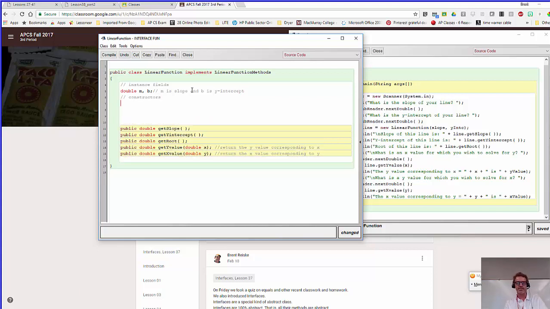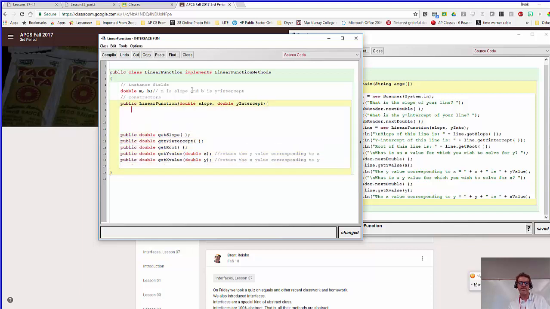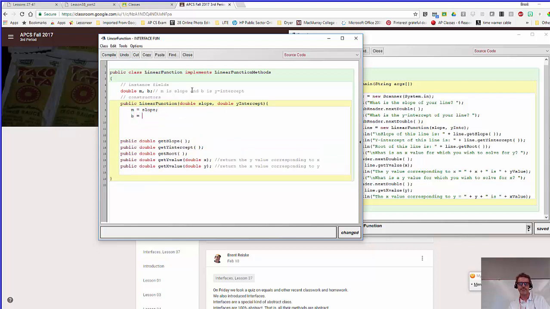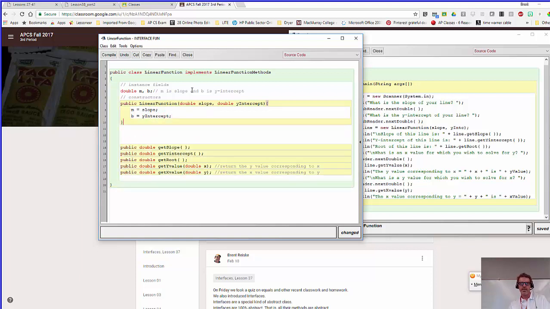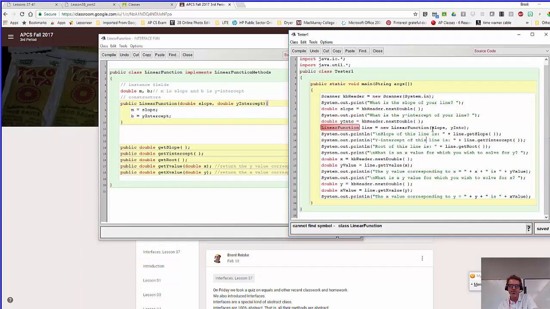So the constructor gets those guys. Public LinearFunction. Maybe I'll spell it out now, huh? Double slope and double y-intercept. I'll put those guys into my instance fields. Am I doing that right? Let's see. Slope comes first. Y-intercept comes next. I think that's good.